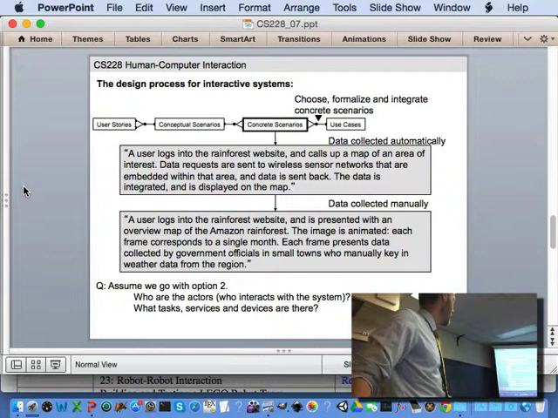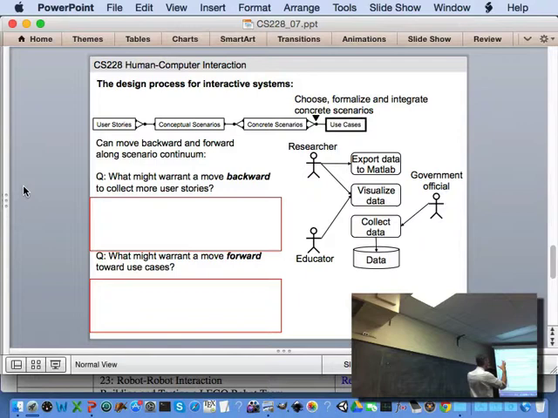Okay. Now that we've decided on this concrete scenario, we boil it down into a very, very specific use case. A government official in this town receives an email or an automated message that tells them where to go. They download that onto their phone, get in a truck, and go out into the field. Key in some of the data or record it from their phone when they're out there. That data is stored in a database. After that's occurred, the researcher uses this particular visualization, the educator uses this particular visualization, and so on.